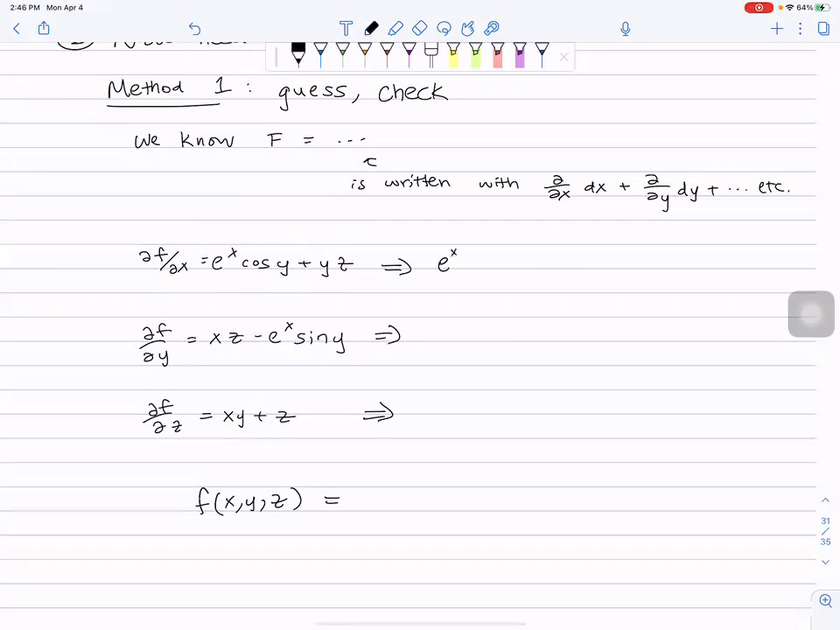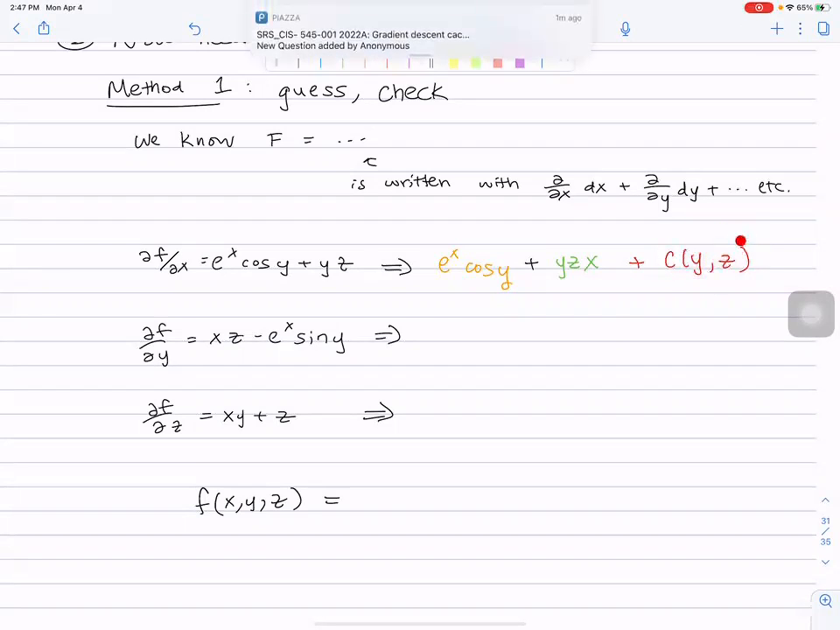We get e to the X cosine Y, because the integral with respect to X, there's just that 1x. This is a constant. Plus, now we have a YZ X, because if we took the derivative, we'd just be left with YZ. Plus, we have some other term that might only have Y's and Z's, because that way, when we take the derivative with respect to X, it becomes 0. So this term disappears when we do the derivative.